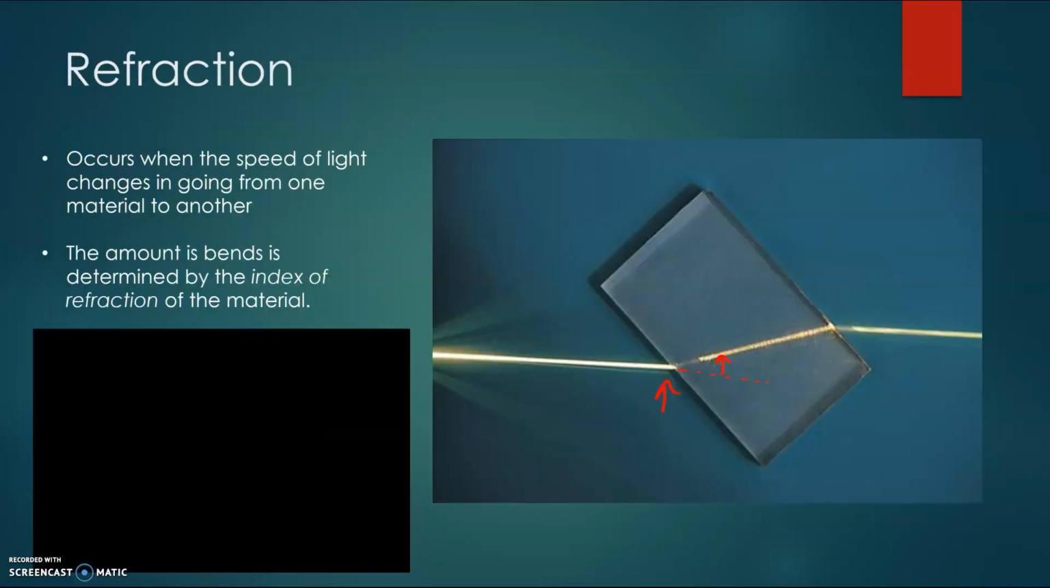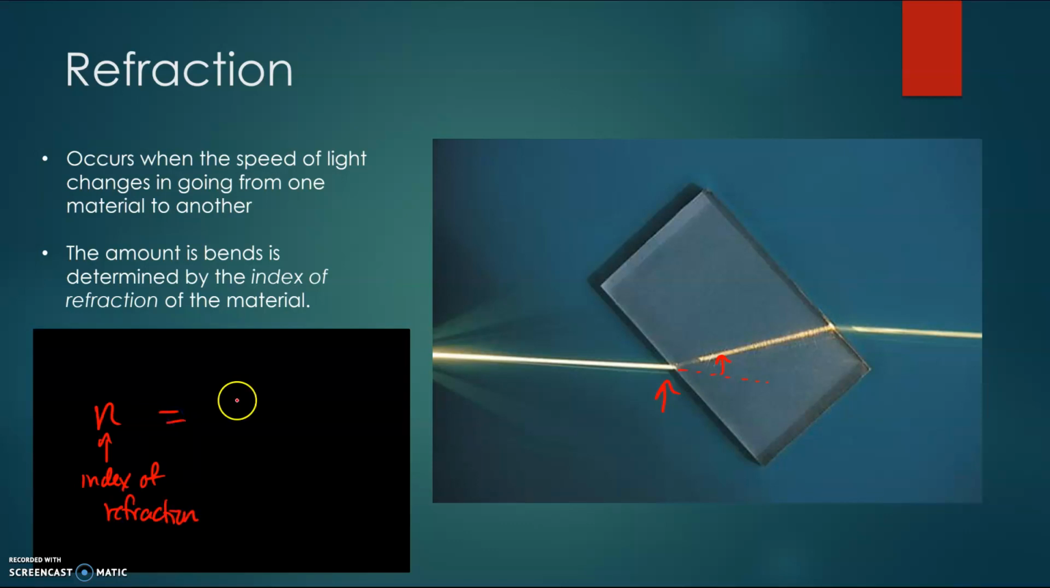It's this bending of light as it travels from one material to another where they have different speeds. And the amount it bends is determined by something called the index of refraction of the material. So we say that the index of refraction is n. Okay, so index of refraction would be n.